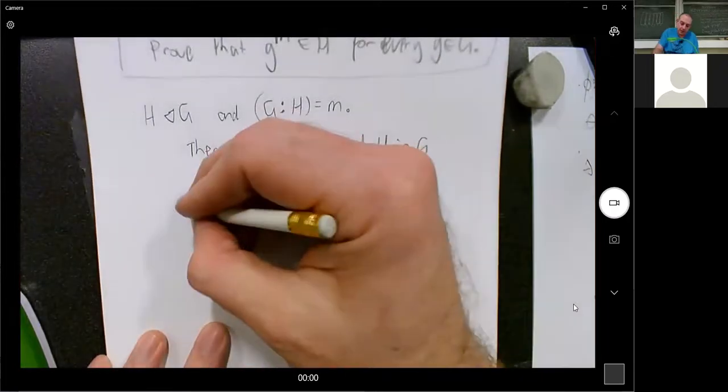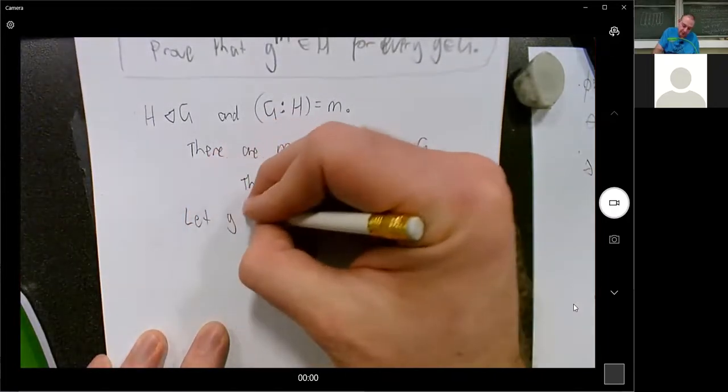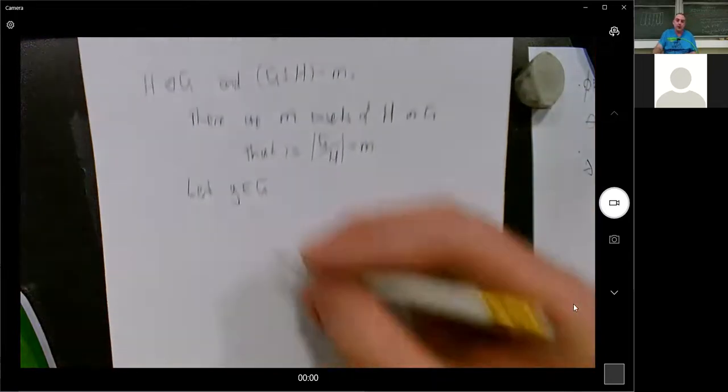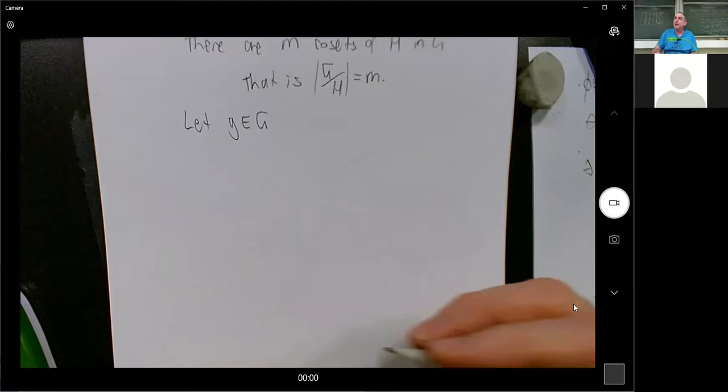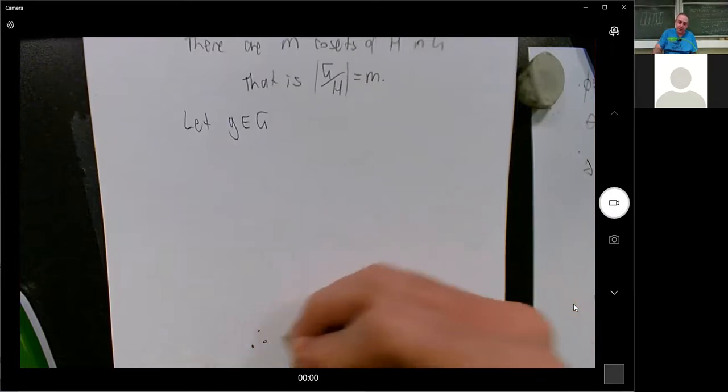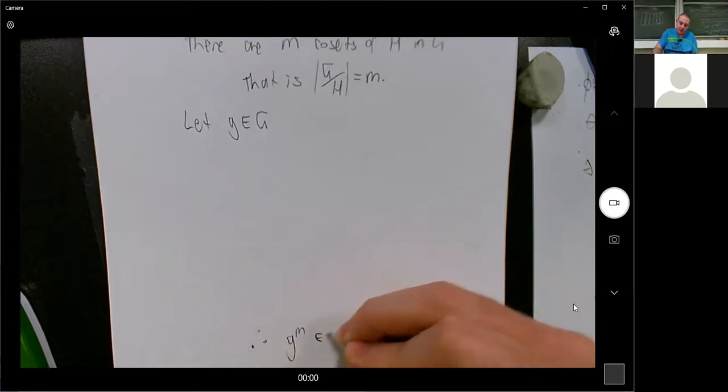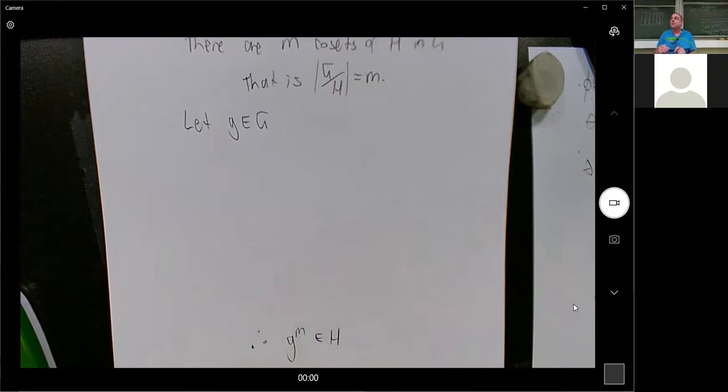So we're going to say let g be an element of G. Working, working, working. Somewhere at the bottom, possibly on a whole extra page, there will be, therefore, g to the power of M is in H. That's the thing we've been asked to prove. Our proof will look like that. If we're going to do a direct proof, it seems reasonable to me to do it that way.